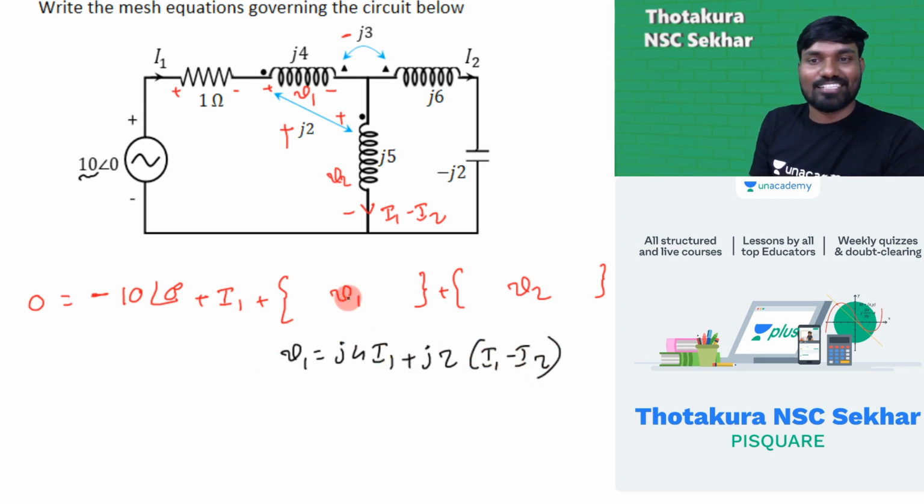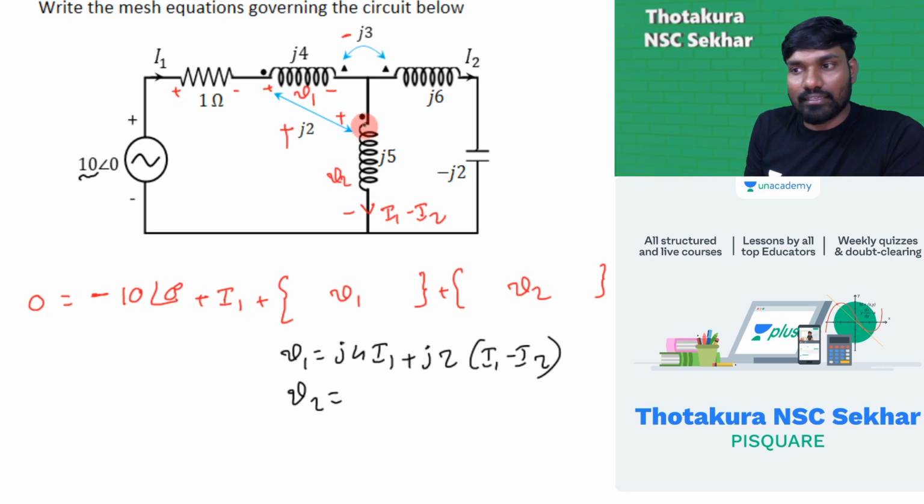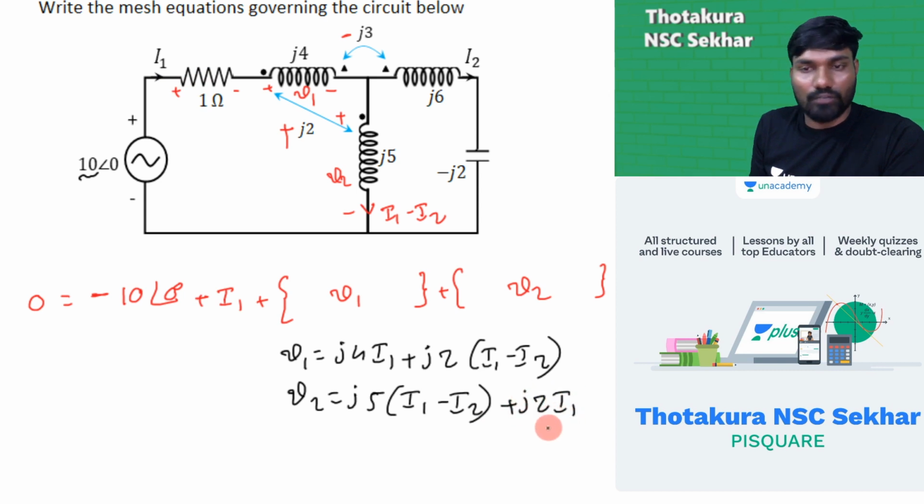Substitute this here, that's it. Now coming to V2. V2 is equal to, now V2 again current entering is positive, that's fine. So there will not be any change. J5 into I1 minus I2. Okay, then coupling plus J2 into current is this current plus J2 into I1.